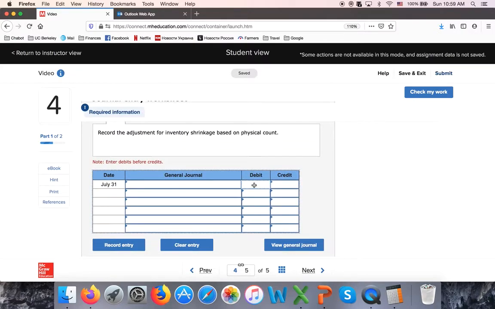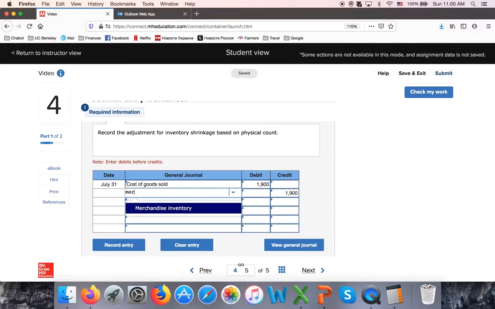This $1,900 goes as a debit. So some companies use the account called inventory loss or inventory write-off. We're gonna put it directly into cost of goods sold. So what does shrinkage do? We hate it, we don't like it, right? It increases my expenses, my cost of goods sold, and it therefore decreases our gross profit.